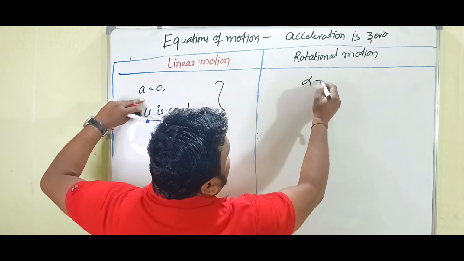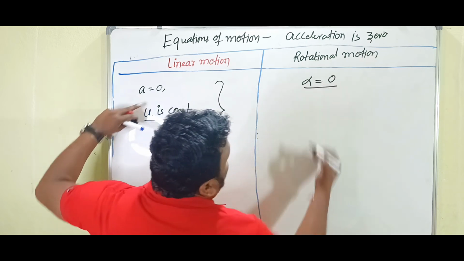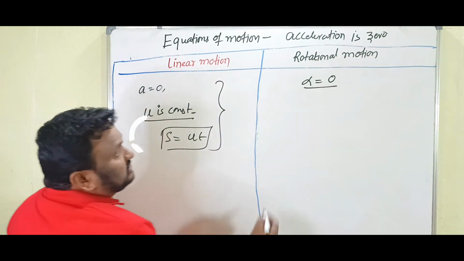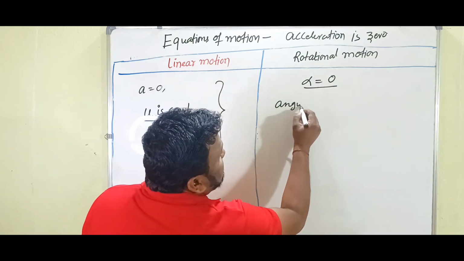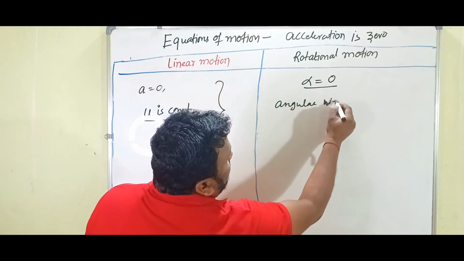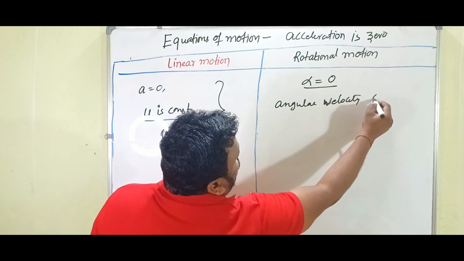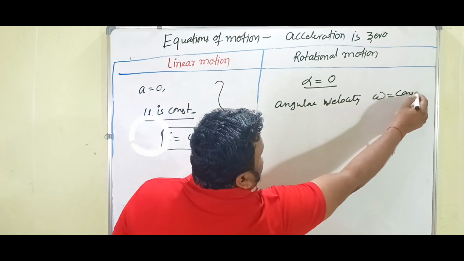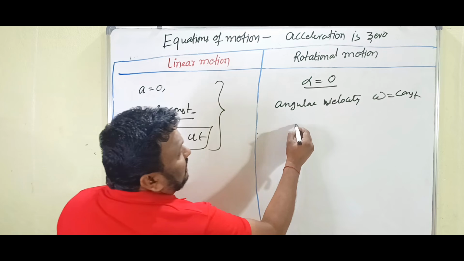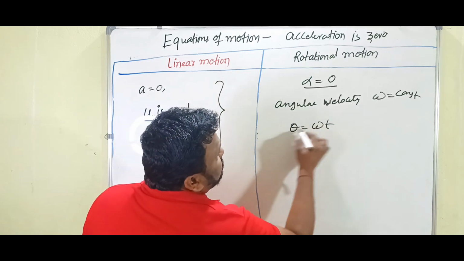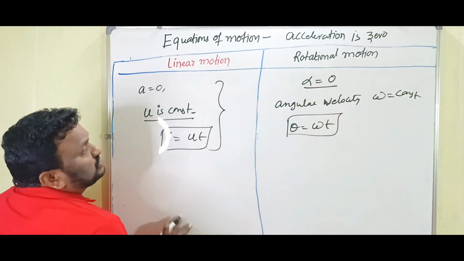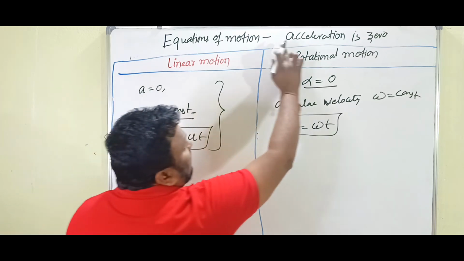Now here, angular acceleration is 0. That means angular velocity omega is constant. And the same thing, angular displacement theta is equal to omega into t. So we can apply these when acceleration is 0.